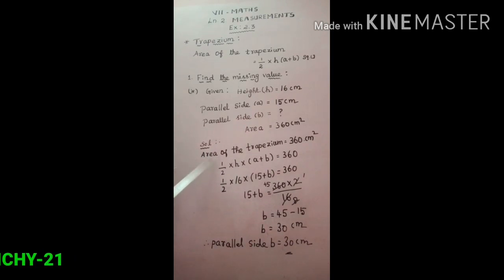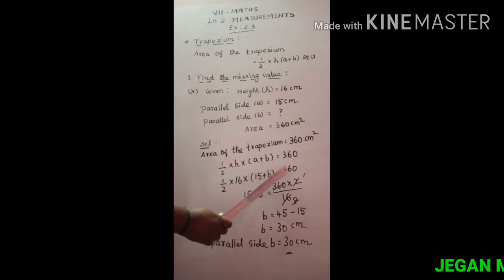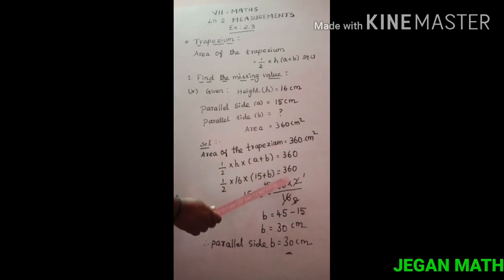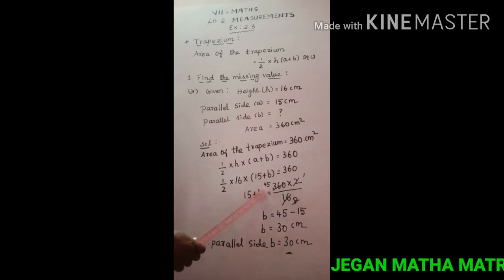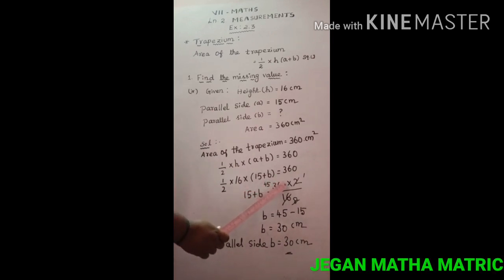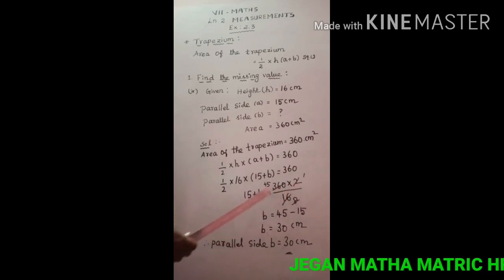Using this formula, 1 by 2 multiply with height multiply with sum of the two sides is equal to 360. Here substitute in height and A plus B value. 1 by 2 multiply with 16 multiply with 15 plus B is equal to 360. In division number 2, go that side, multiply. Then multiply number, go that side, division. So we have 15 plus B is equal to 360 multiplied by 2 divided by 16.